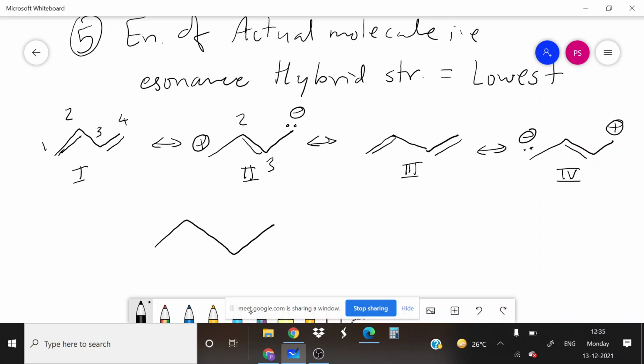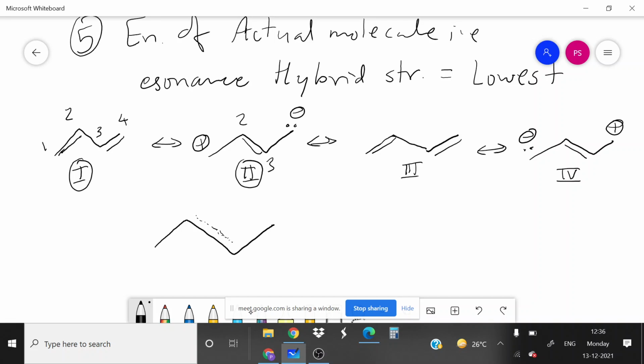But if you look at the first carbon, just focus on the first and second structure and the second and third carbon. In the first structure, the second and third carbon have a single bond. The bond between the second and third carbon is double in the case of the second structure. So the hybrid structure must contain neither a single bond nor a double bond, but an intermediate bond.